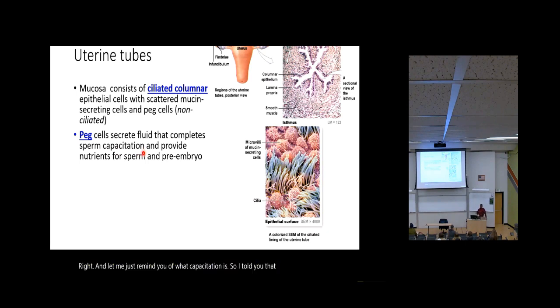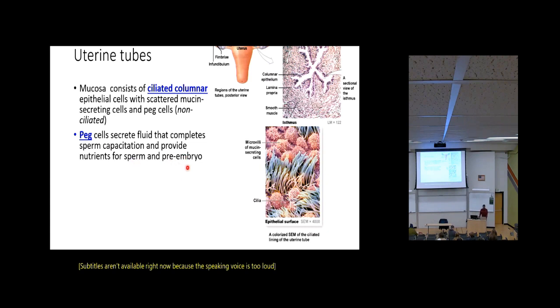So I told you that when the sperm is maturing in the epididymis, it is not capable of fertilizing the egg because there are two things which need to happen to it. Firstly, it needs to become motile, and it becomes motile when it's exposed to the seminal fluid. Secondly, I told you it can fertilize the egg only when it has been exposed to the female reproductive tract. And I'll tell you what is so unique about the female reproductive tract, and this is what it is, right? The fluid released by the PEG cells, which will help the sperm to be fully capacitated, and it can fertilize the egg. Notice that these cells can also provide nutrients for the sperm and for the pre-embryo.